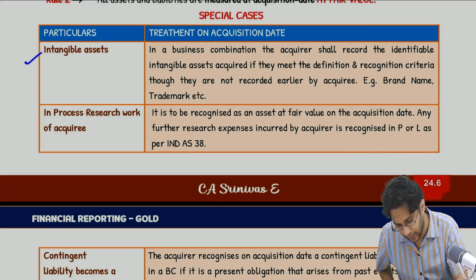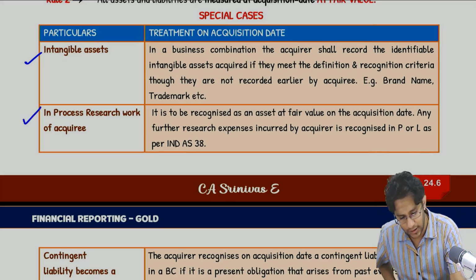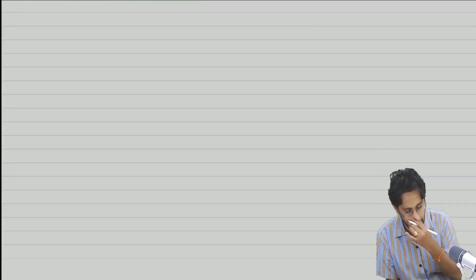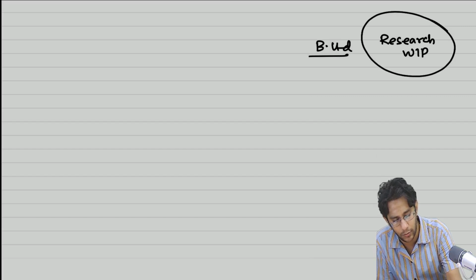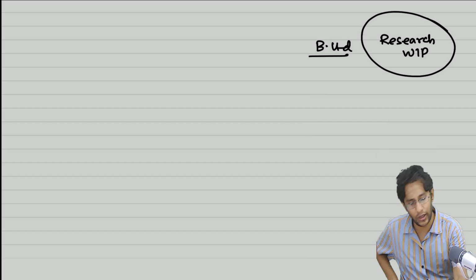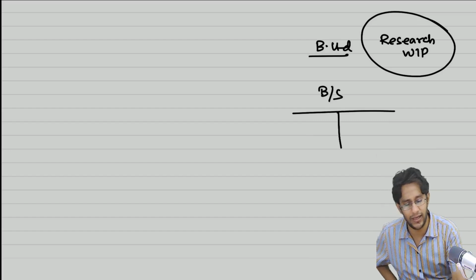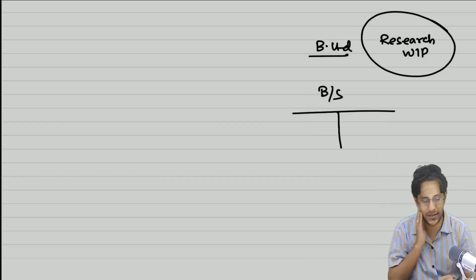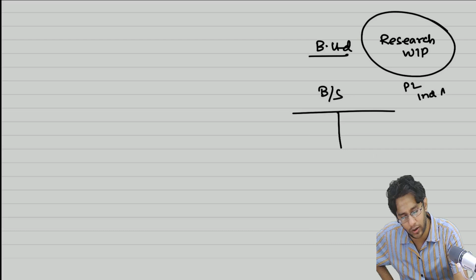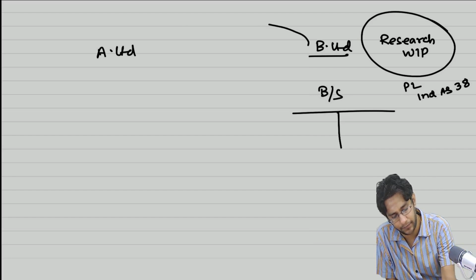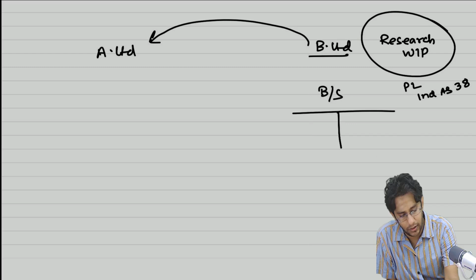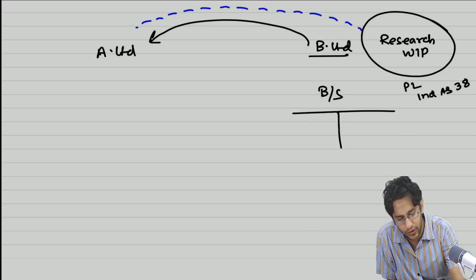Now coming to the next one, in-process research work of an acquiree. So look at this. I am acquiring B Limited. B Limited is into some research work. The research is not yet totally completed, so it is research work in progress. But if you look at the balance sheet of B Limited, you will not find any asset with the name of research WIP, because the entire research expenditure is transferred to the P&L account in accordance with the requirements of Ind AS 38 Intangible Assets. Now, when A Limited absorbs B Limited, A Limited will definitely take over the research work in progress also.